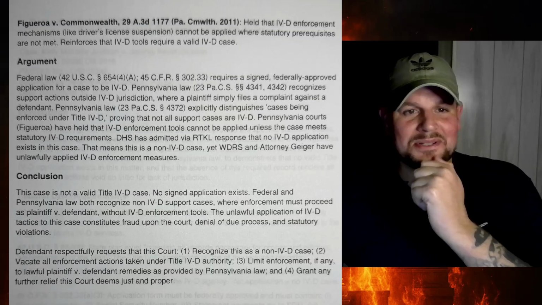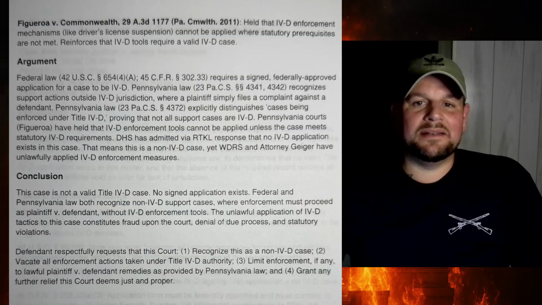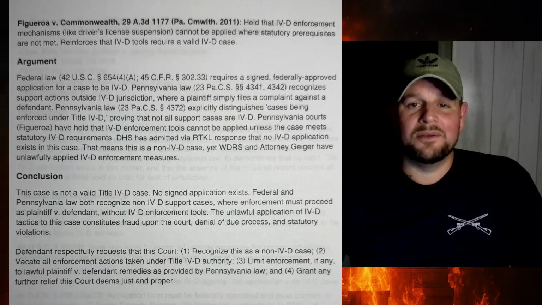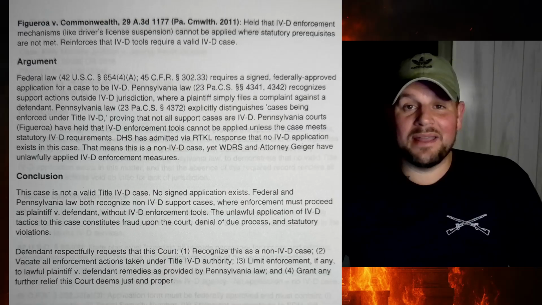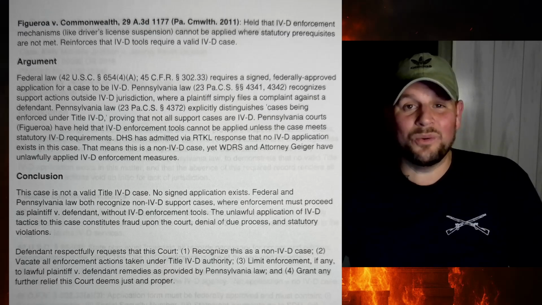So, Figueroa versus Commonwealth, 2983D 1177, PA held that Title 4D enforcement mechanisms like driver's license suspension cannot be applied where statutory prerequisites are not met. Reinforces that Title 4D tolls require a valid 4D case. You don't have a valid 4D application, you don't have a valid case. You don't have valid proof of service documented, you don't have a case. You got judges not assigned to my case signing orders on my case. You don't have a case. That's invalid and it's illegal.